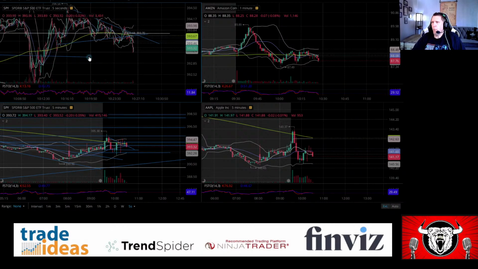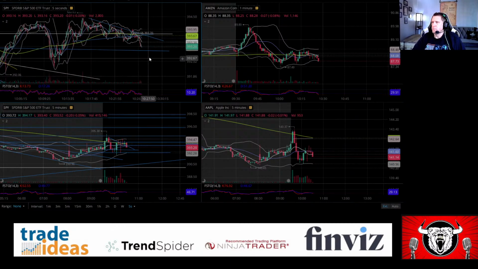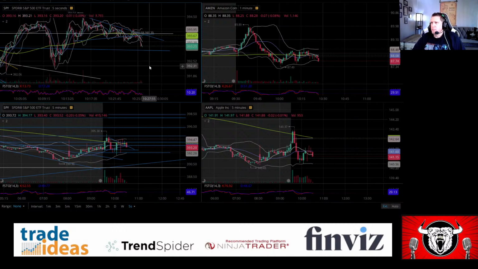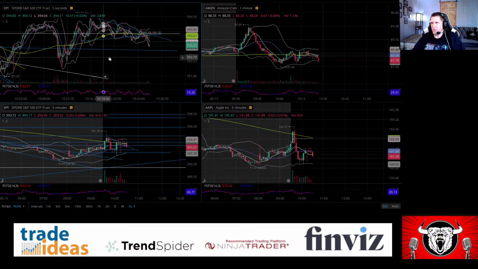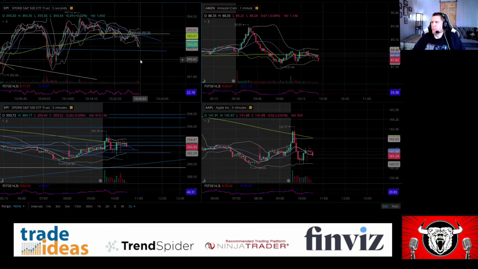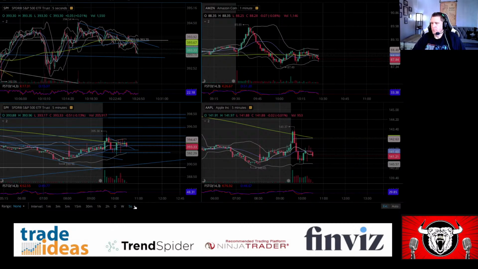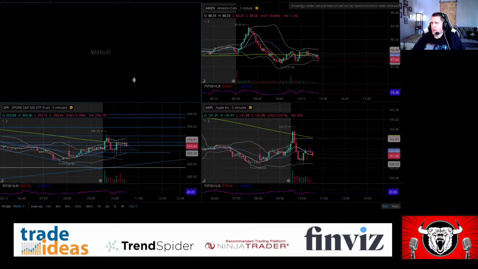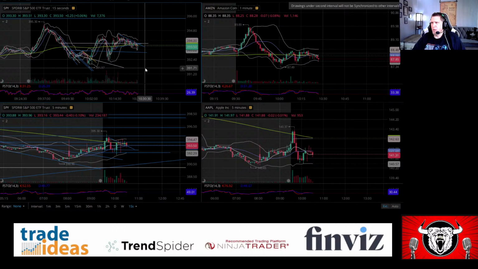I still have dojis. Let's see what this is going to do. I can't zoom out. This is slower than it used to be though. That's for sure. We have slowed down a heck of a lot. Yeah, it's brought some stability to the price action.